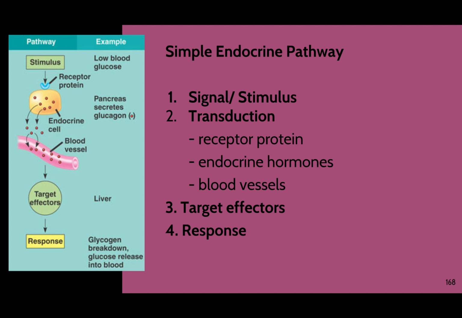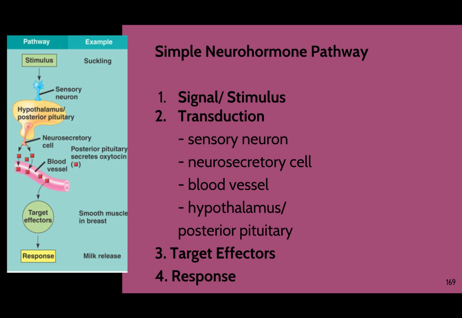And really what I want you to notice in most of these pathways is how transduction, or the sending of the signal, can be increasingly complicated the more we add on and the more complicated the signal needs to be. And you can see this in things like simple neurohormone pathways. So neurohormones are going to be a combination of nervous system and endocrine system working together to produce a response. And so in this case, we have the signal or the stimulus that is received by a sensory neuron. So this is similar to suckling. When a baby is suckling at a mother's breast, that is going to be the signal or the stimulus.